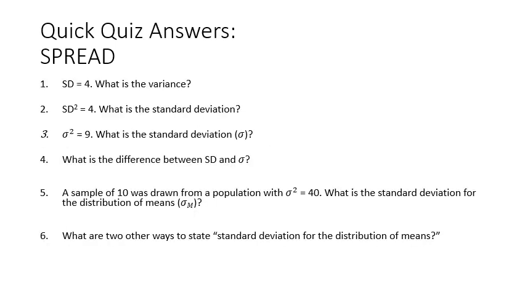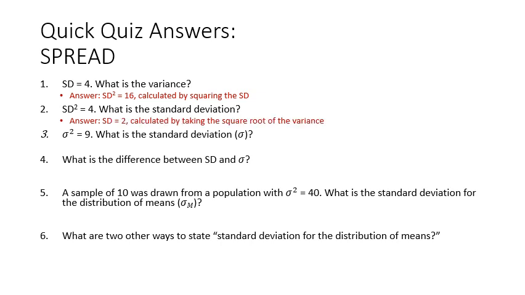I'll go on. So the standard deviation is 4. What is the variance? And that answer is 16, because we know that to get variance from standard deviation, we simply square it. Standard deviation squared is the variance. What is the standard deviation? Well, we know it's the square root of the variance. If the variance is 9, what is the standard deviation? And the answer is 3. We take the square root of the variance.